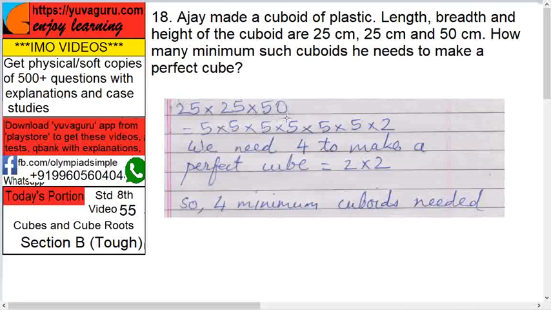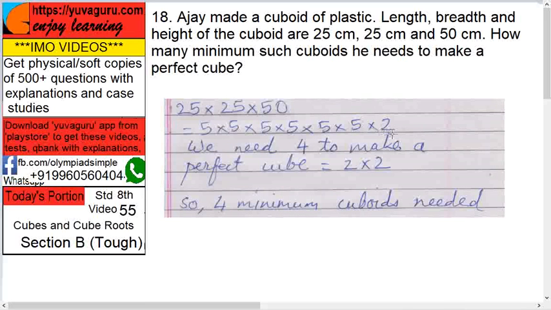Break them into prime factors. So 5 into 5 is 25, 5 into 5 is 25, 5 into 5 into 2. Once we have all the prime factors, make groups of 3s. So 5 5 5 is one group, 5 5 5 is one group. Now only one 2 remains.